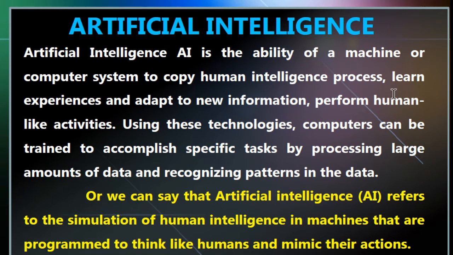So AI is what? It is the ability of a machine or computer system to copy human intelligence processes, learn from experiences, and adapt to new information. It is also performing human-like activities. Using this technology, computers can be trained to accomplish specific tasks by processing large amounts of data and recognizing patterns in the data. Or we can say that artificial intelligence refers to the simulation of human intelligence in machines that are programmed to think like humans and mimic their actions.